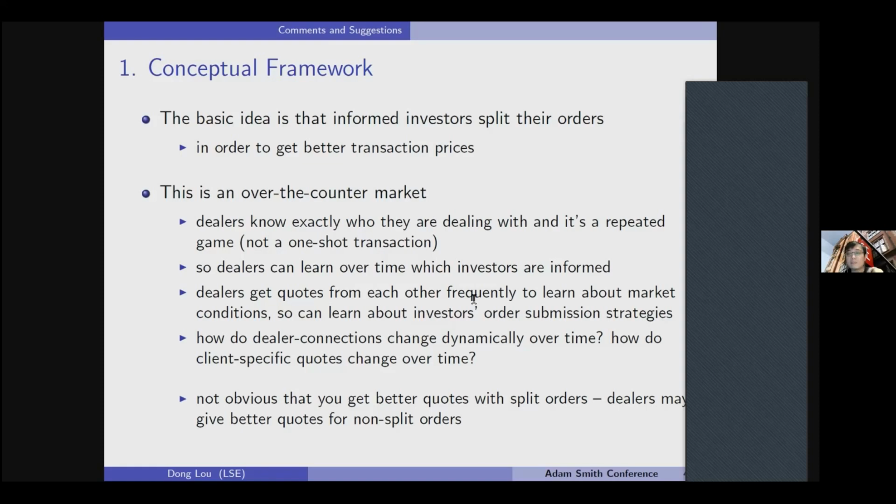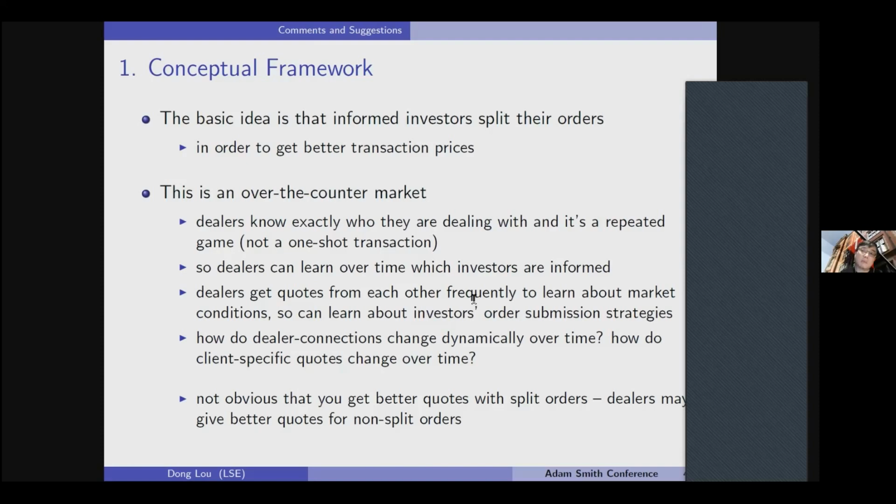Now, I think one thing that will be really interesting to know a bit more about is how the dealer-client connections change dynamically over time. What I mean is, perhaps what Rentec is going to do is, rather than sending 20 small orders to those 20 dealers every time, send orders to dealers A, B, C the first time, B, C, D the next time, C, D, E. So it's going to be a very complicated order submission strategy.